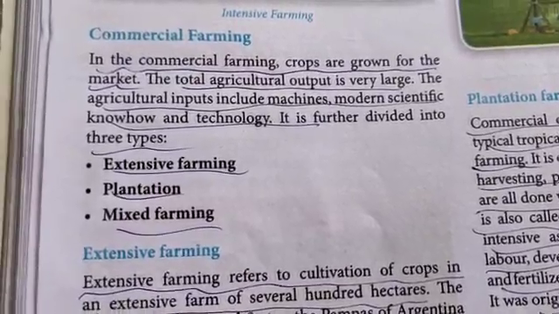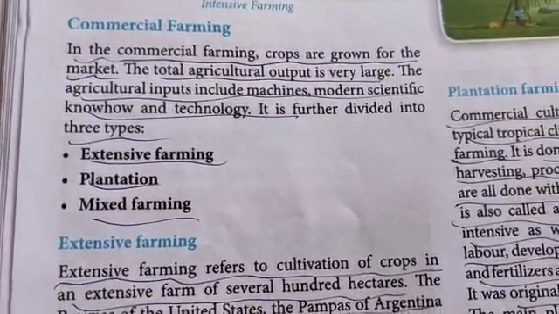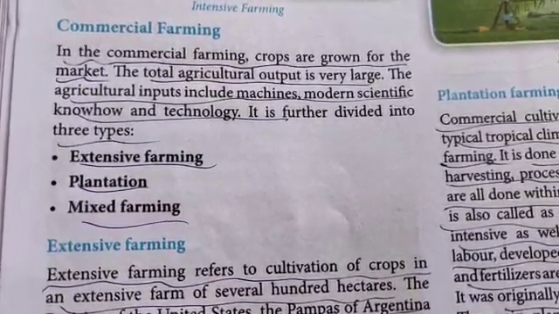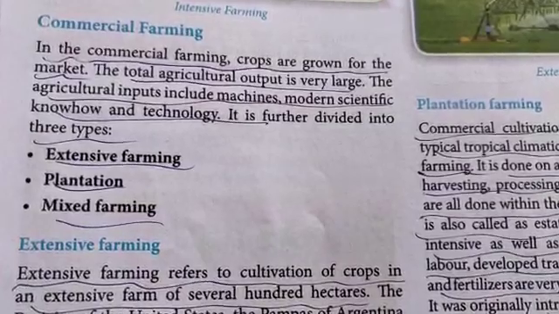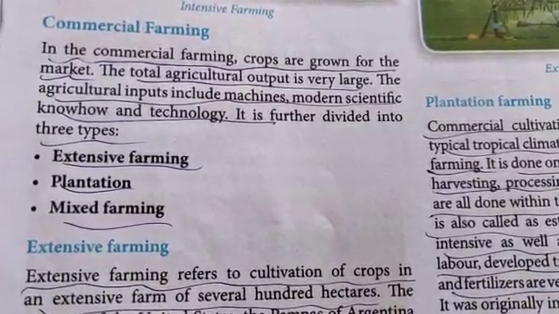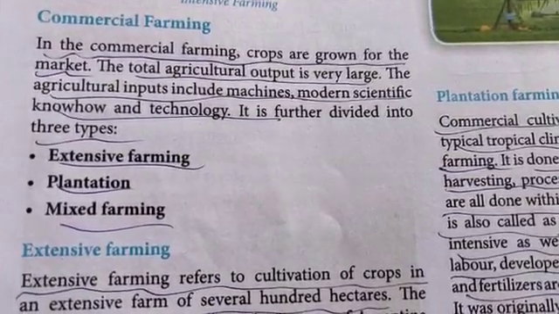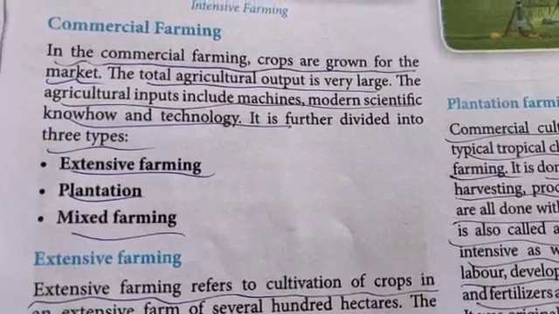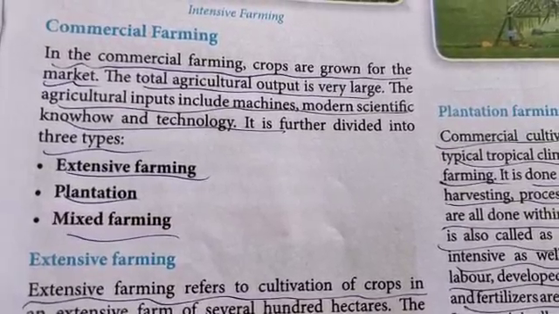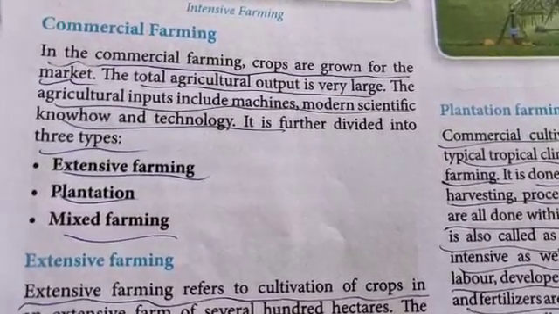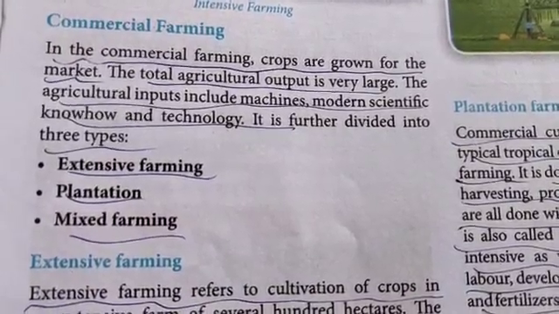Now coming to commercial farming. In commercial farming, crops are grown for the market. So when we were talking about subsistence farming, that was for consumption, but in commercial farming it is grown for the market. The total agricultural output is very large. So the crop which is finally harvested is very huge. The agricultural inputs include machines, modern scientific know-how, and technology. It is further divided into three types.